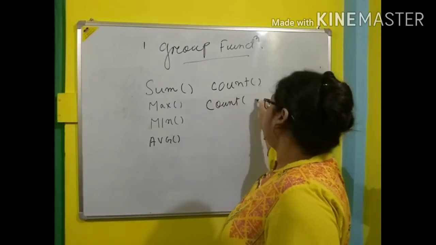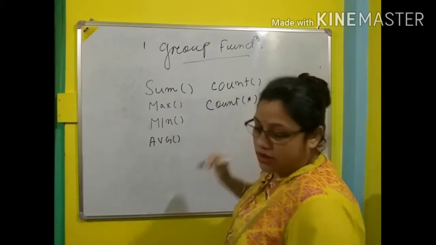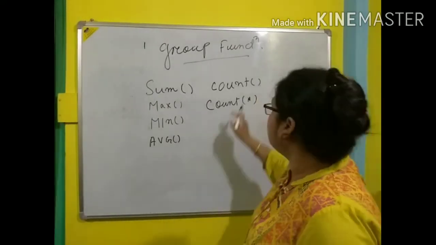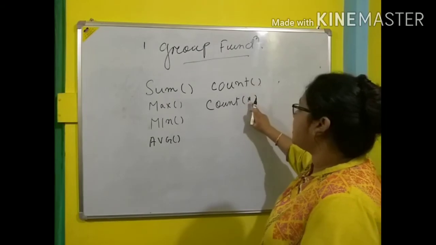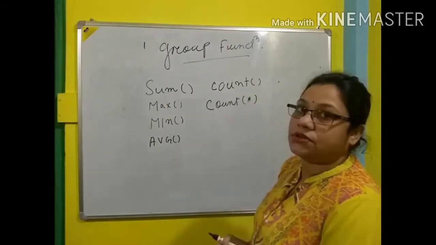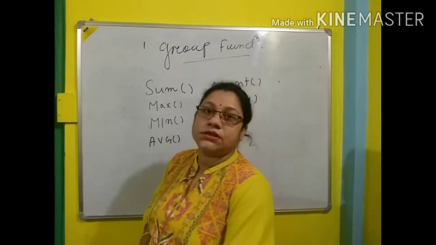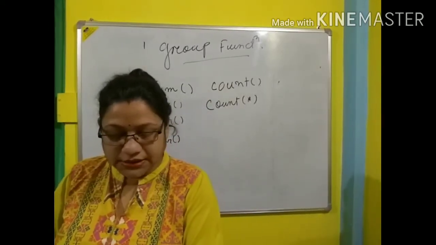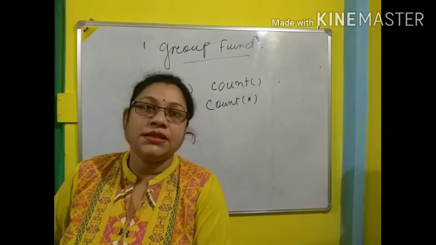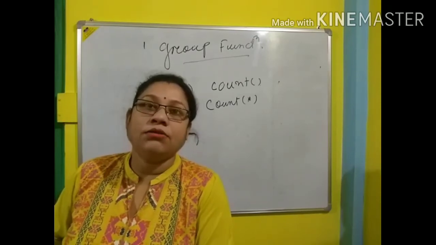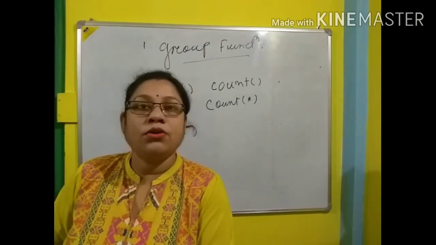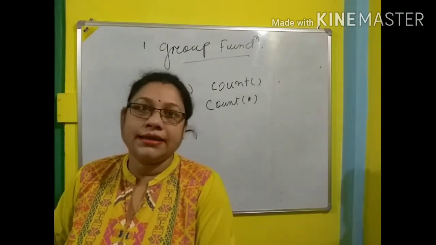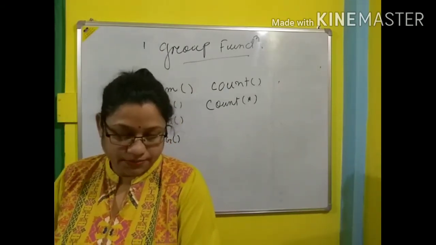After that, count, C-O-U-N-T, count, but within the round brackets we are going to use an asterisk mark. So look at the difference. Here we are not using the asterisk mark, but here we are going to use the asterisk mark. So if you use the asterisk mark, what will happen? It returns the number of rows in the table. That means it is going to count the total number of rows present in the table and return it. Okay.